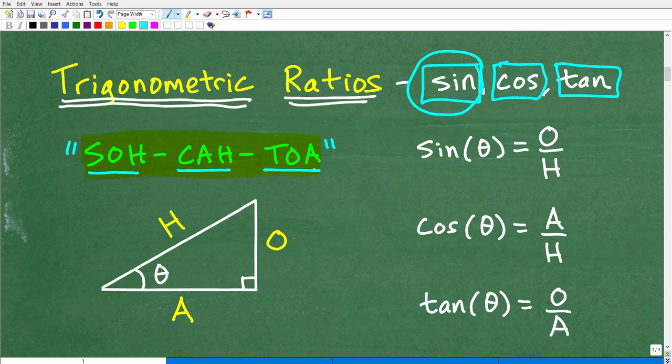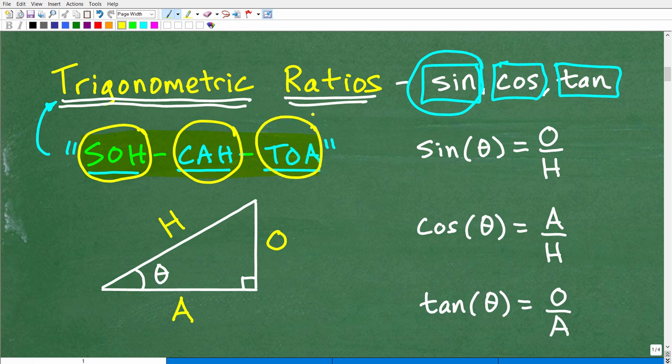SOH-CAH-TOA, SOH-CAH-TOA. Now, a lot of you are probably saying, what are you talking about? SOHCAHTOA and trigonometry? Yes, okay. So this is what we're talking about, okay? So SOH, CAH, and TOA are going to be the nice little formulas we need for these trigonometric ratios. So before I tell you that, as you can see, I have this stuff written out right here.